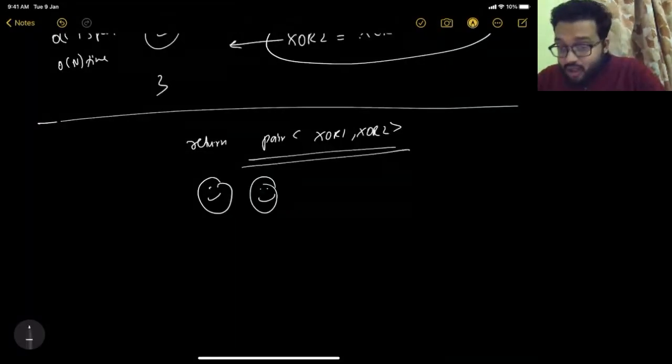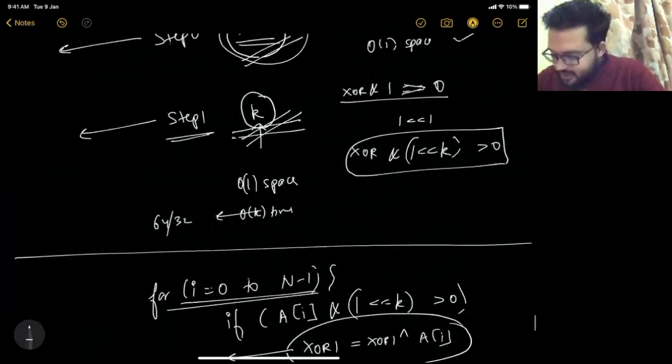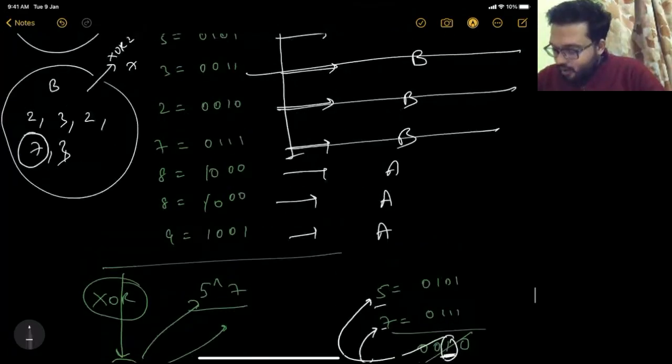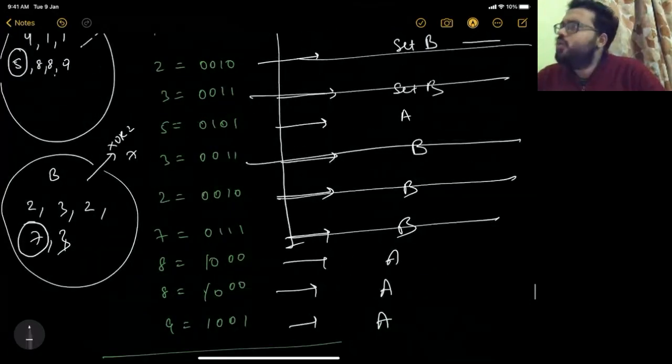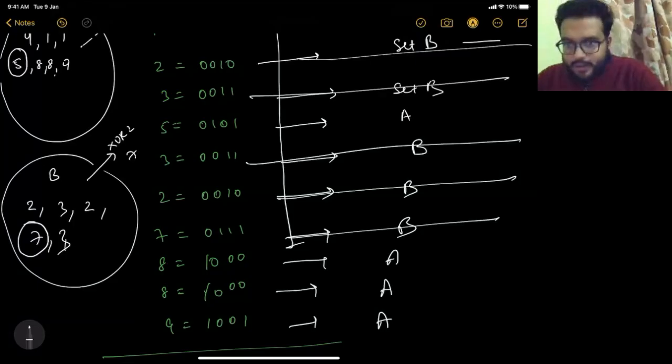Ishan says initial value of XOR1 and XOR2 is 0. Yes, Ishan, you will start your XOR and your XOR1 and your XOR2 all with 0, because XOR has a great property that the moment you take 0 XOR something, it gives you the answer. So the identity is 0, so yes, you will initialize them with 0.